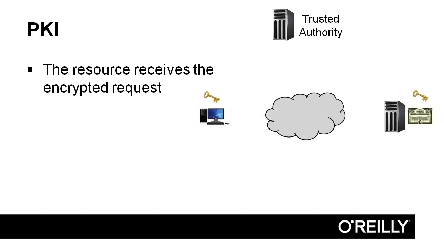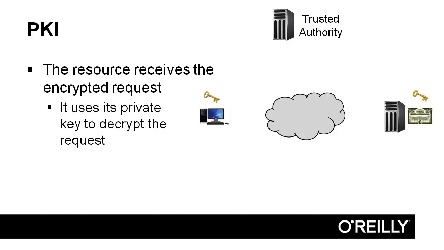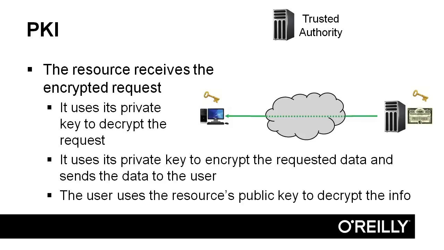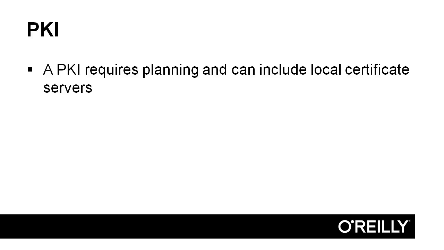Now, the resource receives this encrypted request. It's going to use its private key to decrypt the request, and then it'll use its private key to encrypt a response and send that back to the end user. The end user uses the public key that it got from the resource. And since the resource encrypted the information with its private key, the user can use that resource's public key to decrypt the information. Now, if I can decrypt what he encrypted, I know I'm dealing with him and vice versa. So this is a really cool way of taking care of this whole thing.